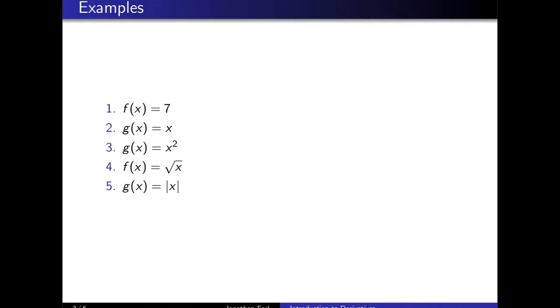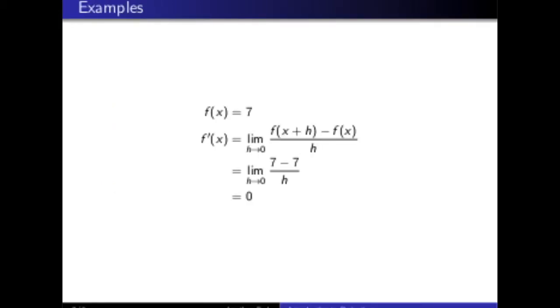So for every number you pick, f of your favorite number is 7. Right, so we want to find the derivative. Well, we have the limit as h goes to 0 of f of x plus h minus f of x, all divided by h. Well, f of x plus h is 7, and f of x is also 7. So that tells us that our numerator in this limit is going to be 0.